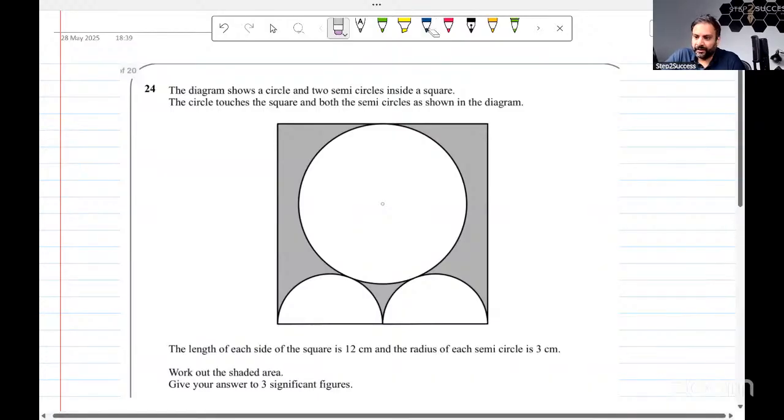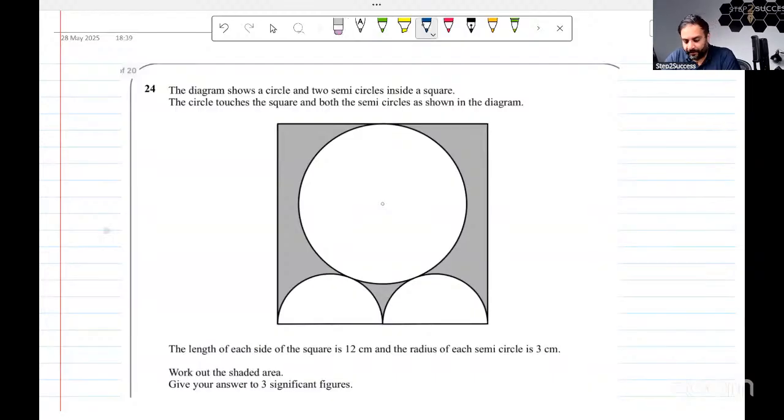work out the shaded area. We have got a circle and two semicircles inside a square. Remember what I said about squares? Make sure you highlight that the sides are the same length. Well, it tells you there, to be fair. The length of each side of the square is 12. So that's 12, 12. The radius of each semicircle is 3.